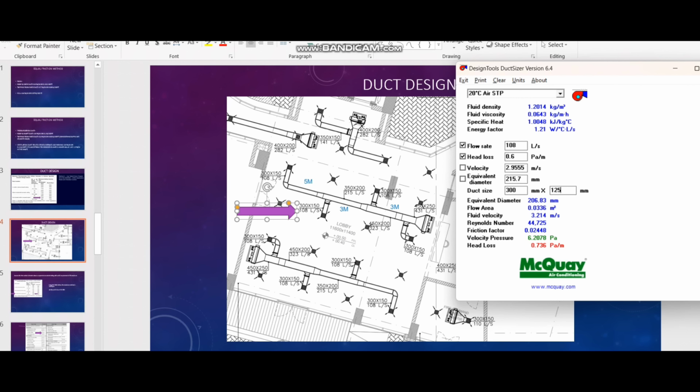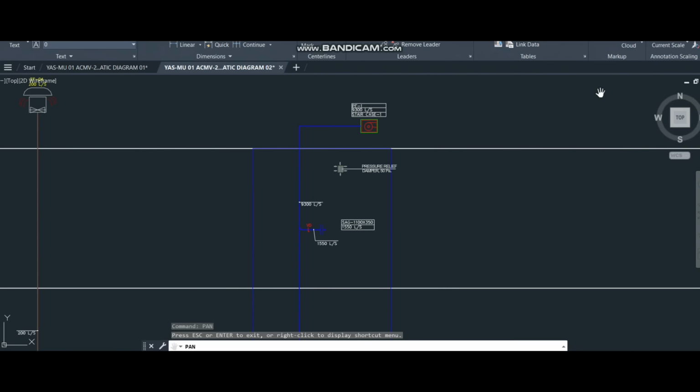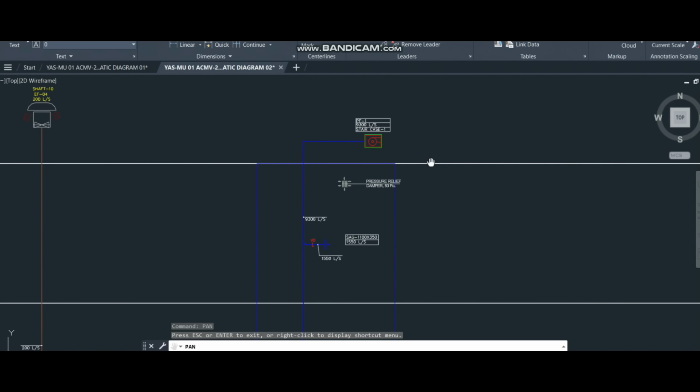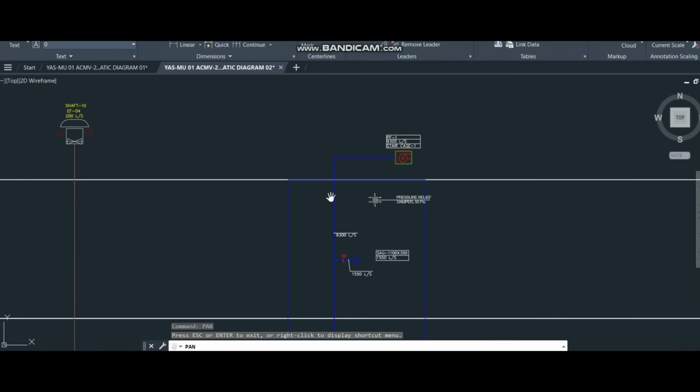So now you are clear with the FCU supply duct. You can design the same for the return duct also, and I already told you about the FAHU. Now we will discuss the ventilation and the smoke pressurization. In this drawing you can see we have the PF, the pressurization fan, which is supplying to the staircase.